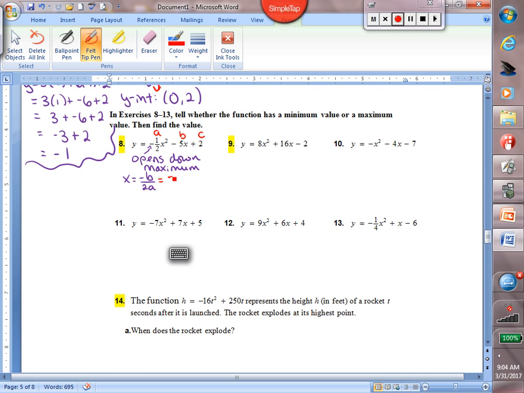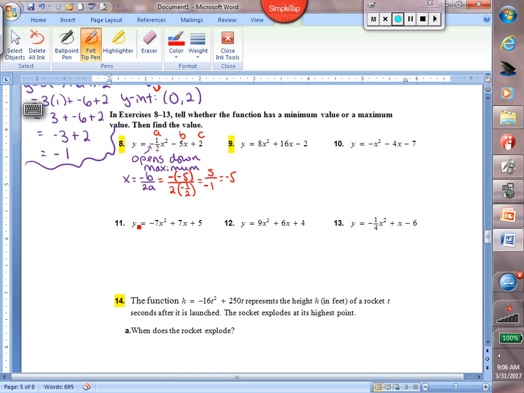We need negative, then our b value is negative 5. So the negative sign in the formula does not take care of that negative sign that is part of our b value. Divided by 2 times a, and a is negative 1/2. If we do a little simplifying, our negative 5 becomes positive 5. Positive 2 times negative 1/2 will be negative. Half of 2 is 1. So the x value at our vertex is negative 5.